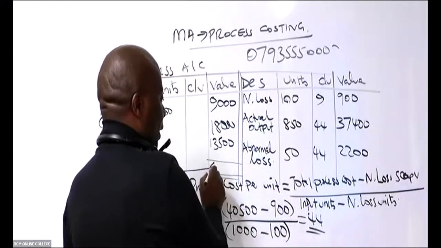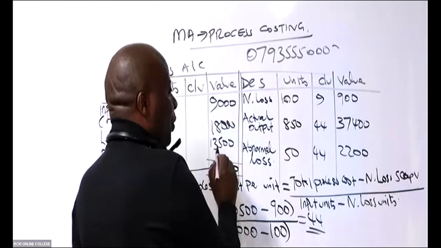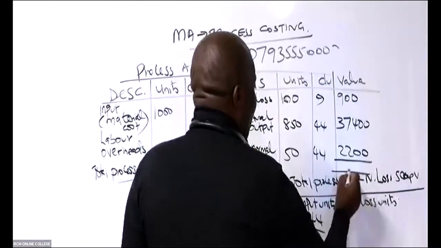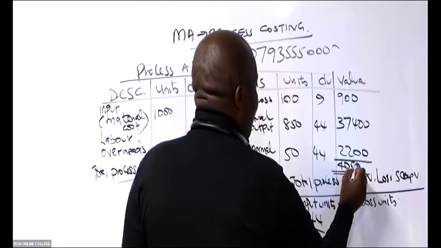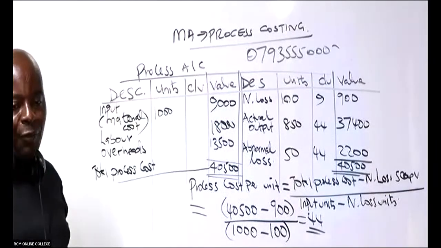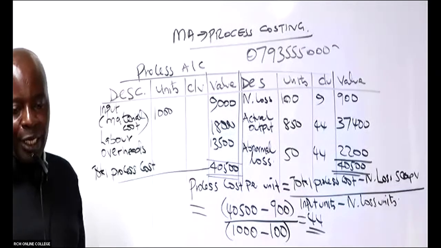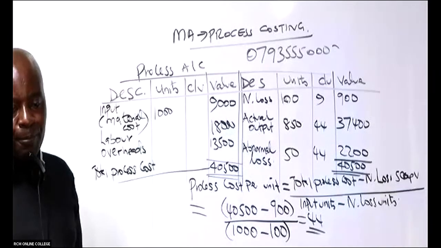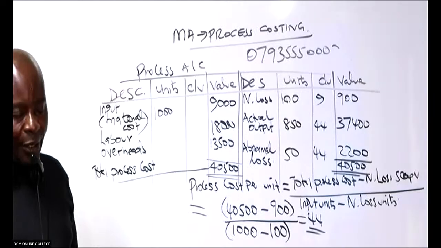You have told me that this is 4,500. So if you are correct, when you add this side, we should also be able to get 4,500. Is that okay, ladies and gentlemen? Yeah, great. Thank you so much.